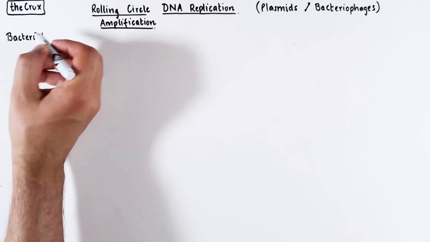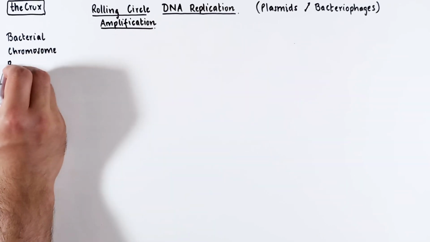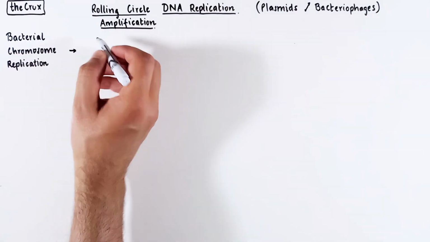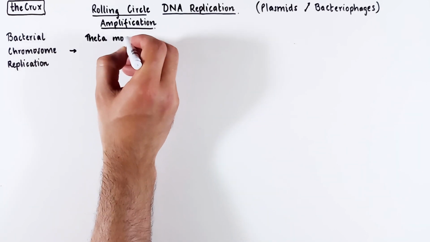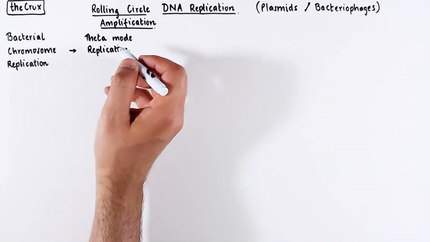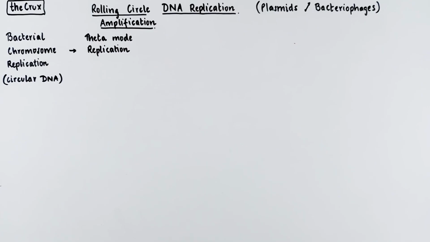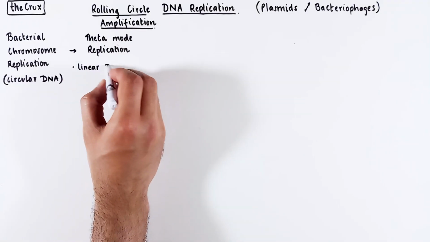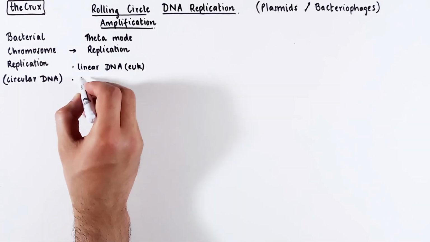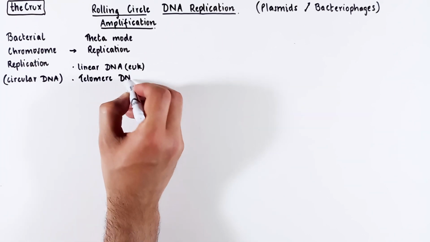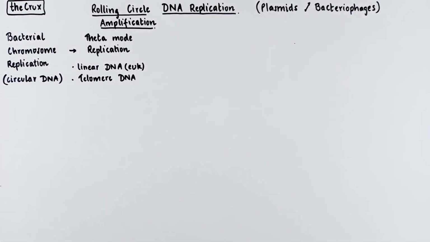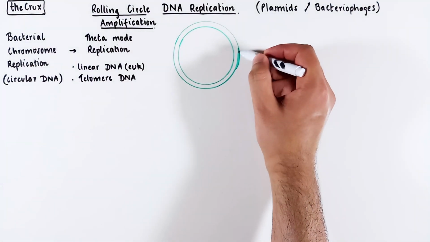Since this was discovered in the context of bacteria, I should point out that it is different from the genome replication in prokaryotes, which uses theta mode of replication, where the template is circular DNA. In contrast, the linear chromosomes of eukaryotes have a multi-replicon style of replication, and telomeres have it slightly differently. I have separate videos explaining all of them.